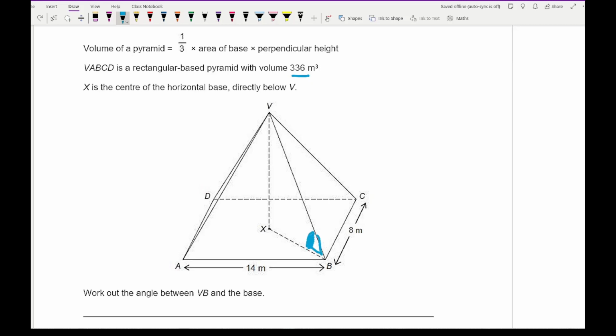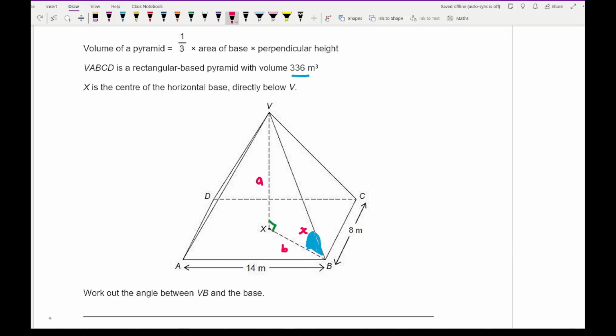Now in order for me to work out the size of that angle, I need to work out what two of the sides are. The more logical sides are going to be VX and XB. So if I can work out those, I can then use trigonometry to work out what this angle is going to be. Let's call the angle that we're looking for little x, and let's call this side A and this side B.